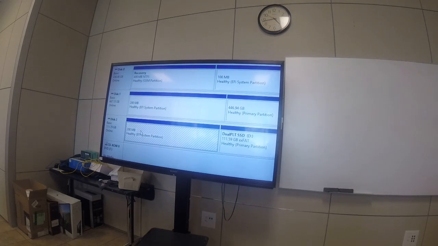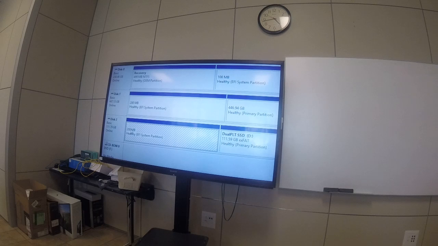Your two partitioning schemes that you need to know for the exam are GPT and MBR. EFI just means extensible firmware interface. That's either a type of boot or it's going to be one of your partitions. If it's using GPT, it has to have an EFI partition on the disk.